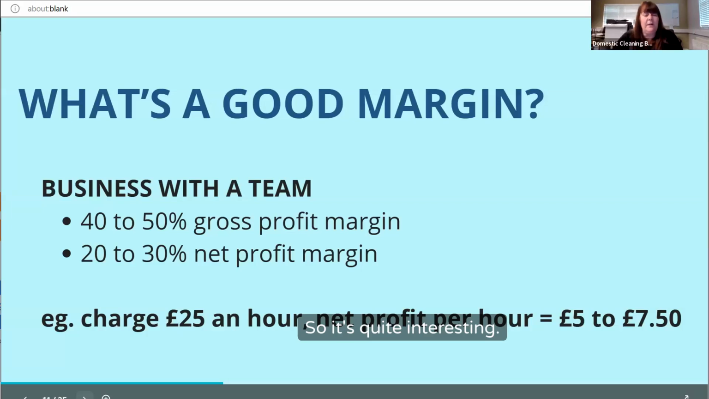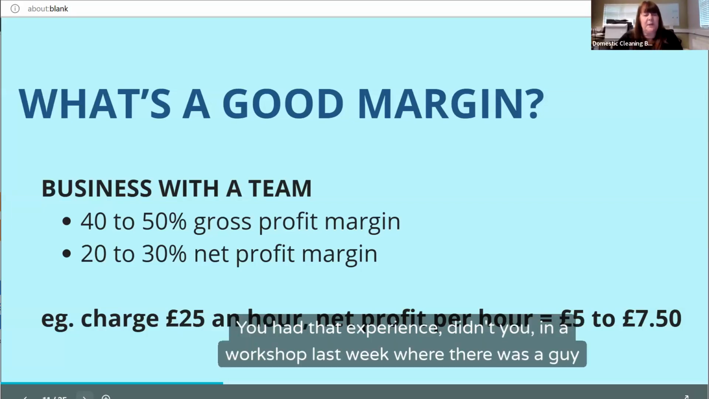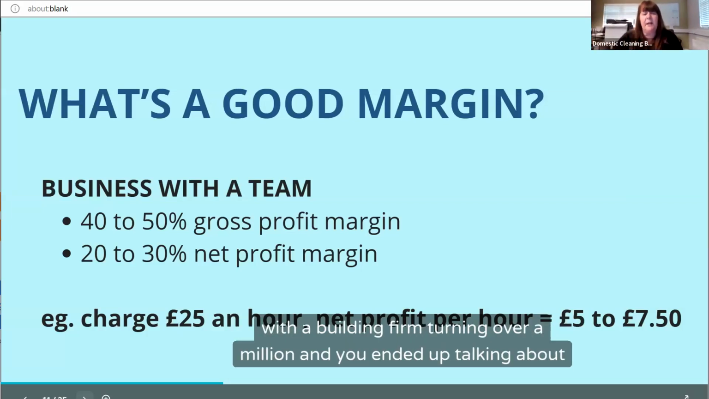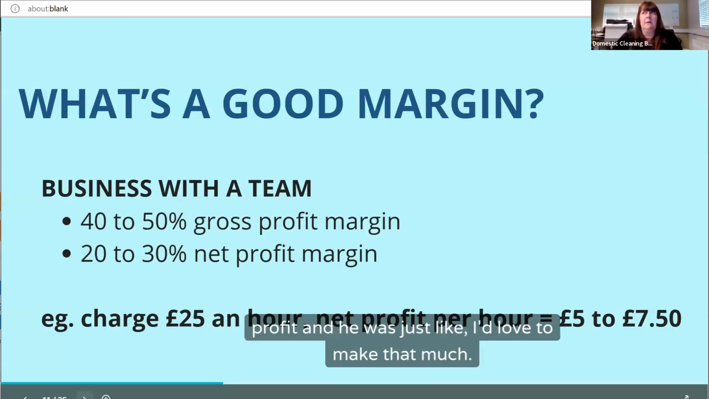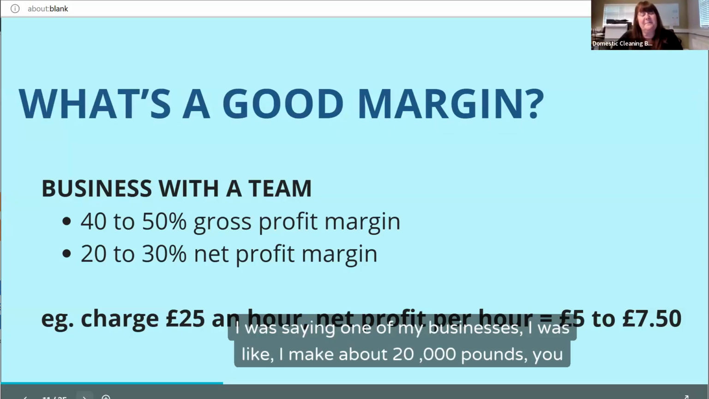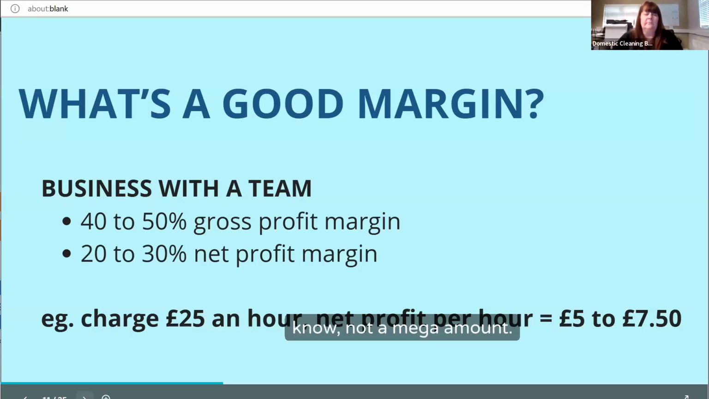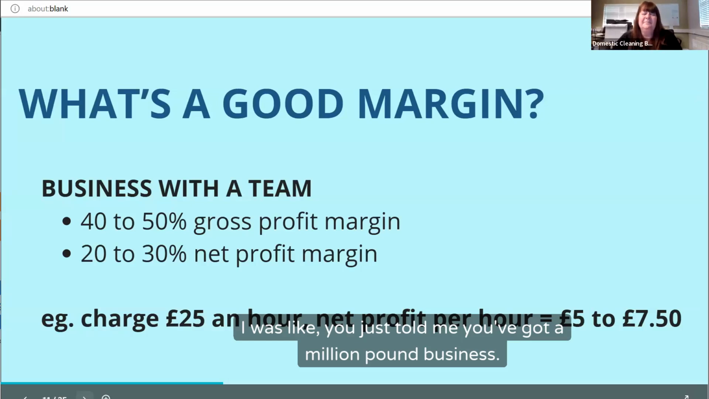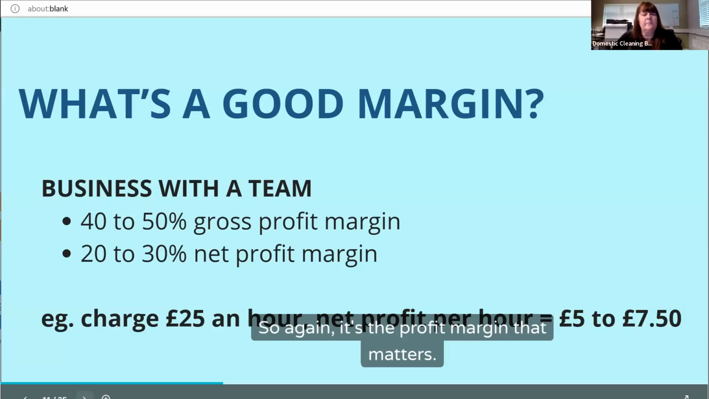So it's quite interesting. You had that experience, didn't you, in the workshop last week where there was a guy with a building firm turning over £1 million, and you ended up talking about profit, and he was just like, oh, I'd love to make that much. And it's just, turnover is vanity, profit is sanity, as the saying goes. I was saying in one of my businesses, I make about £20,000, not a mega amount. And he was like, oh, I'd love that. I was like, you just told me you've got a £1 million business. And I was like, £20,000 is not a lot if you've got a £1 million business. So again, it's the profit margin that matters.